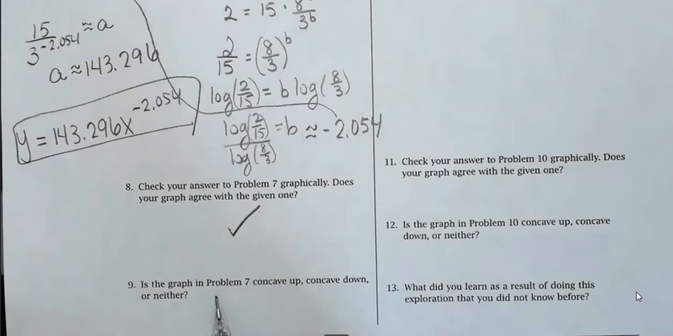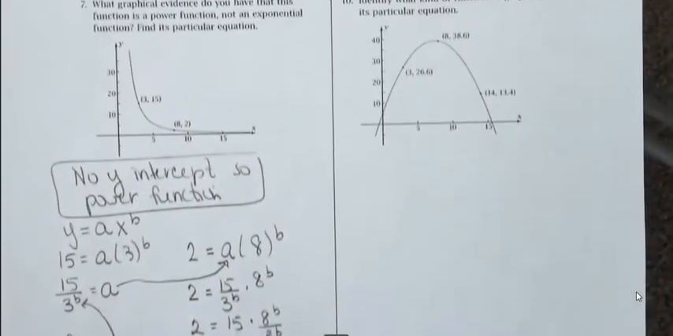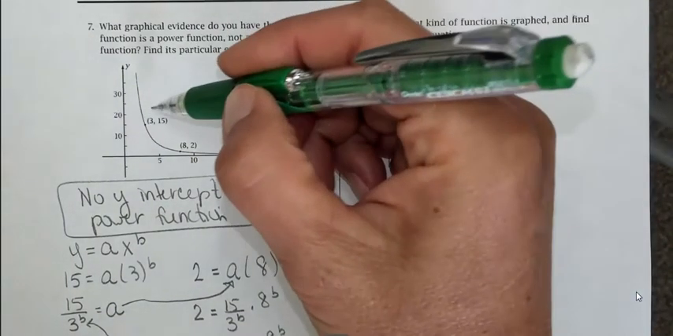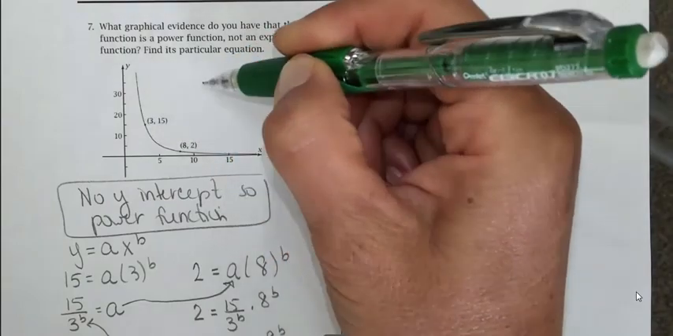And is the graph in problem 7 concave up, concave down, or neither? So again, you can ask yourself, which way is the hollow side facing? The hollowed out side is over here. Looks like it's facing up.